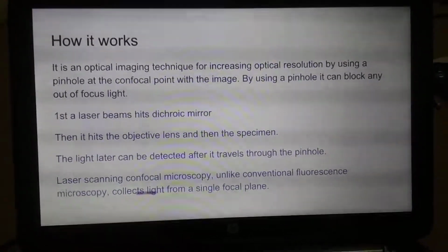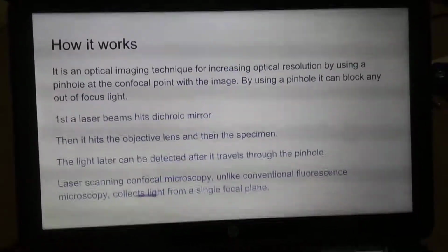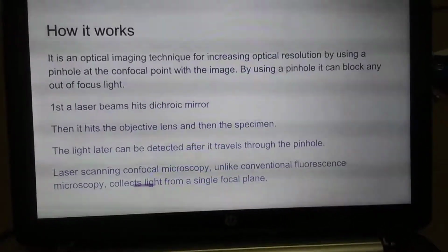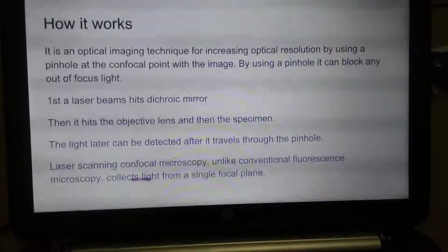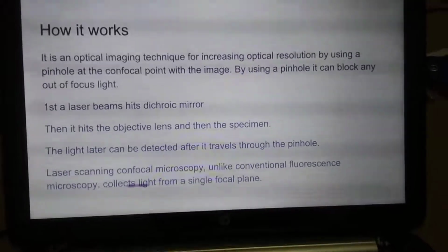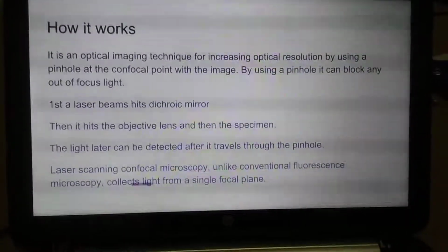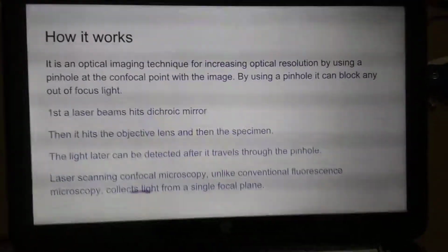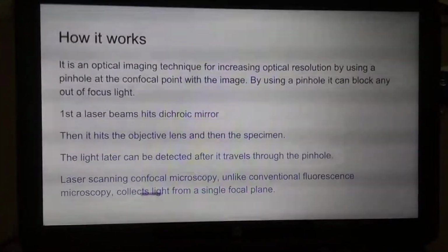The light source hits a wavelength off of the dichroic mirror, which is nothing but a piece of glass with metal that bounces the wavelength off through an objective lens that hits the specimen. Another wavelength bounces off of this specimen through the dichroic mirror into the confocal pinhole and hits the detector, where we can see our image.